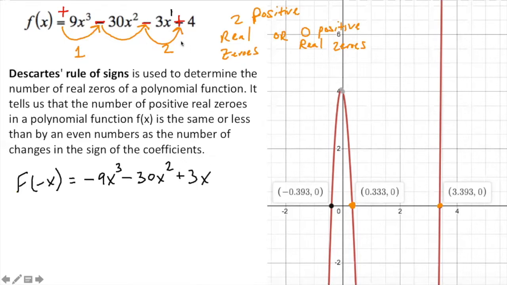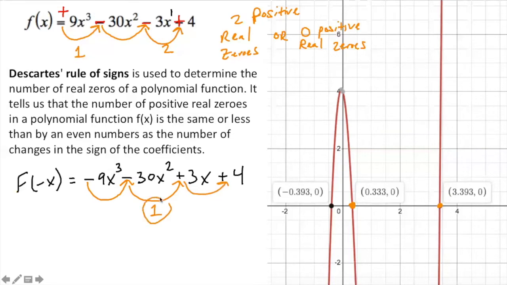And then finally, we're going to write down our constant, which was a positive 4. So that's positive 4. Now let's look for sign changes starting from left to right. So we have a negative and a negative. That's no sign change. Now we have a negative to a positive. That is a sign change. So that's 1 sign change. And now we have a positive to a positive, which is not a sign change.